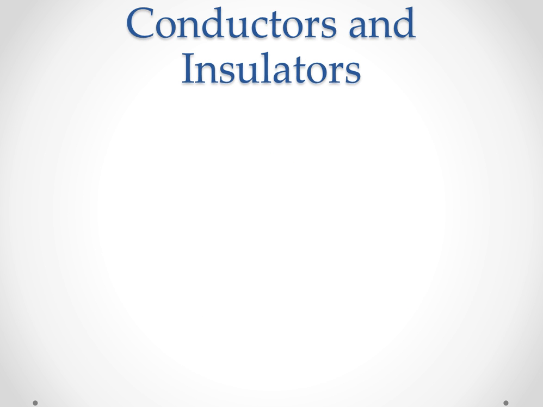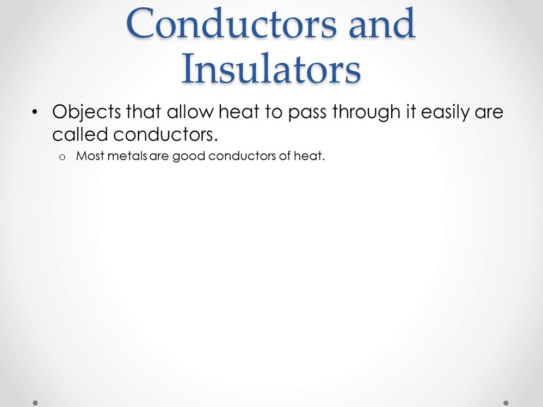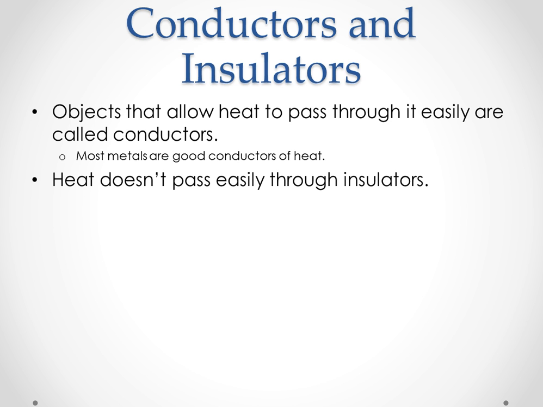Conductors and insulators. We've talked about conductors and insulators before when we talked about electricity. They really work the same way in temperature, except when we're dealing with heat and temperature instead of electricity. So conductors are objects that allow heat to pass through them easily. Just like with electricity, most metals are good conductors of heat. And heat doesn't pass through easily through insulators. So things like rubber or cork or anything like that, it won't pass through easily, just like with electricity.